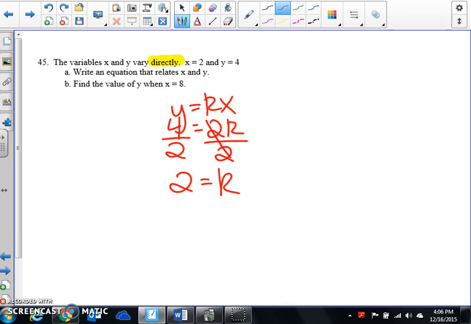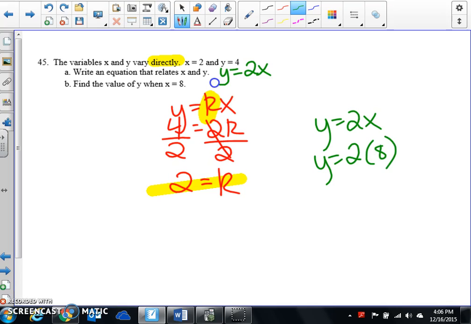So write an equation that relates x and y. So I take the fact that k is 2 and plug it back in here. So y equals 2x. B says find the value of y when x is 8. So I take the equation and I just plug in the fact that I know x is 8. 2 times 8 is 16. So y equals 16.